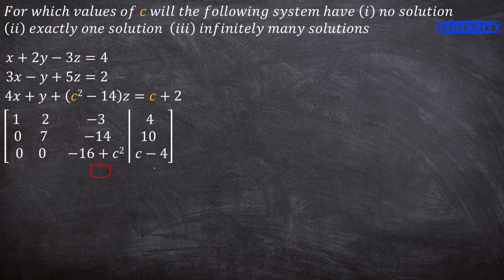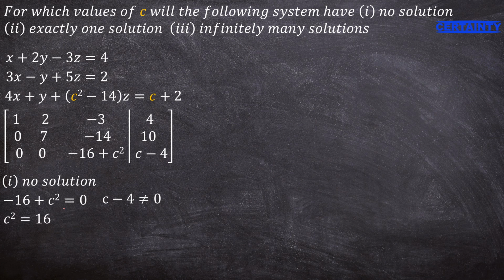But we don't need to have 0 right here, we need to have a number which is not 0. Okay, so I'm going to write these conditions. So for the first one, for no solutions, negative 16 plus c squared should be equal to 0, but c minus 4 should not be equal to 0. Okay, so let's solve for c squared right here. You can use factorization, but what I'm going to do is just move 16 to the other side and take the square root of 16, and it's plus or negative 4. Okay, then let's go to this condition. We're going to have c can be equal to 4. If we put positive 4 right here, we have no solution at all.